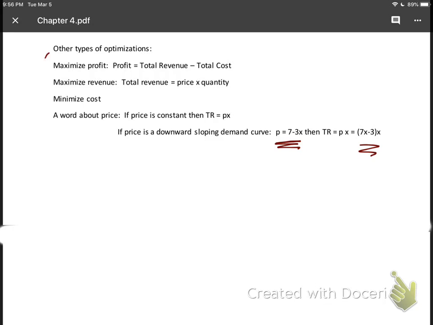You want to memorize these relationships. You want to know what profit is. You want to know what revenue is, that is price times quantity. You want to know about the downward sloping demand curve. So we're going to try to do a minimization of cost using calculus on the next slide.